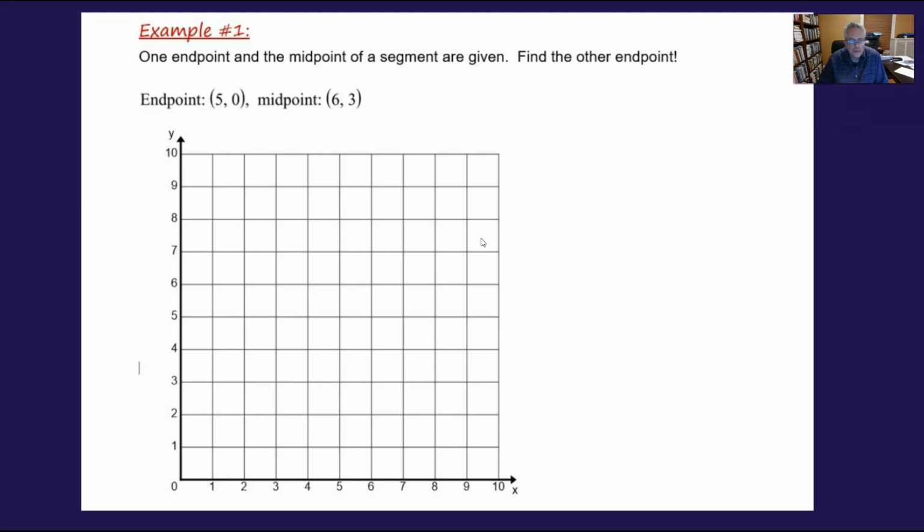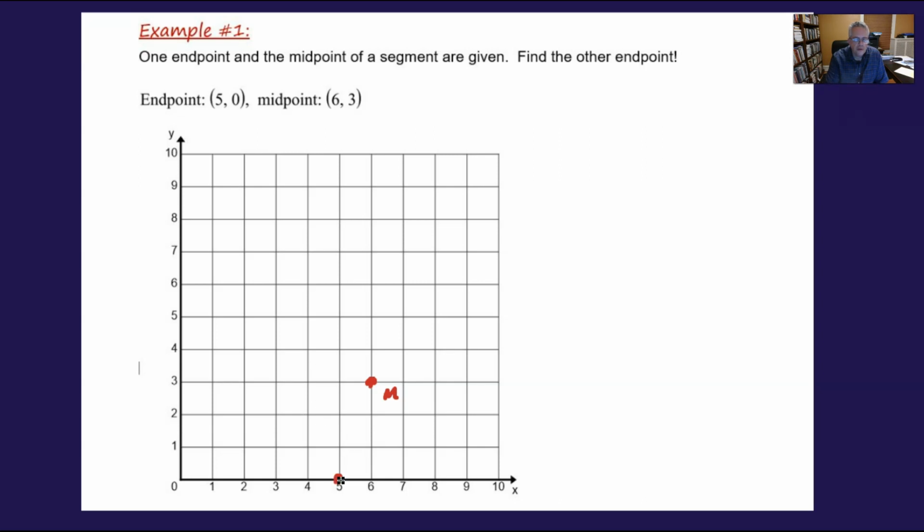All right, well, we're going to start with a graph. If we have a graph, this isn't too bad at all. So we have a segment whose first endpoint is 5, 0. So I'm going to mark that here. That's 5, 0. And whose midpoint is at 6, 3. X equals 6, y equals 3. It's right there. So that's the midpoint. I'll call it M. Question is, where's the other endpoint?